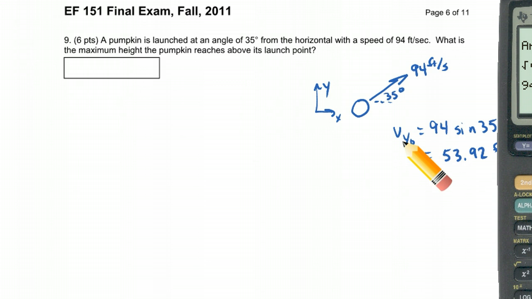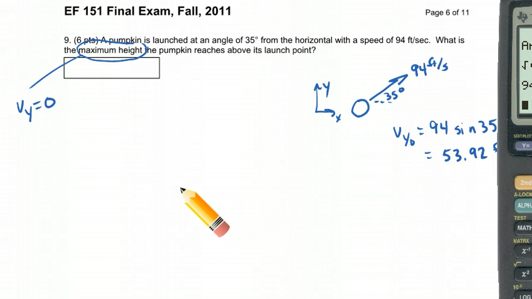Okay, and we know that the other key to this problem, max height, means the velocity in y is 0 at that point. It's changing directions. Okay, so we know a final velocity, we know an initial velocity in the y direction, we know acceleration in the y direction. We want to find the change in displacement, or change in y.